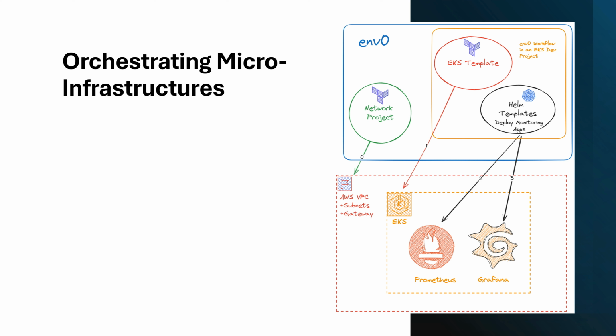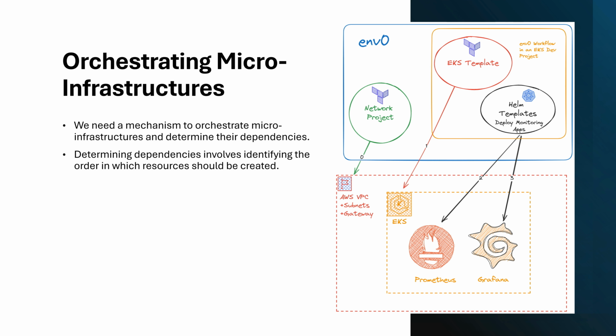Take a closer look at this whole concept of orchestrating micro-infrastructure. So we need a mechanism to actually orchestrate those micro-infrastructures and determine their dependencies. Also, determining dependencies involves identifying what order which resources should be created. Creating environments also that are specific to environment, function, and team. And what I mean by environment is dev, prod, QA, test. Function could be compute, could be database, storage, and team could be a team name, team A, team B, or a business unit.